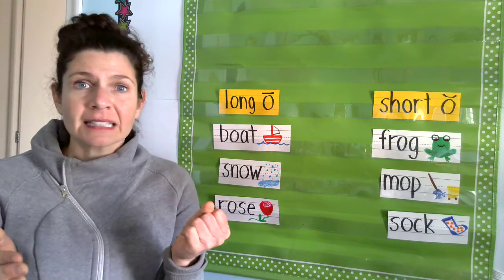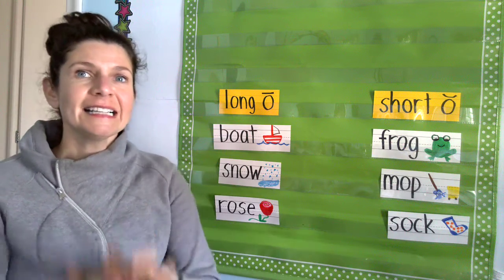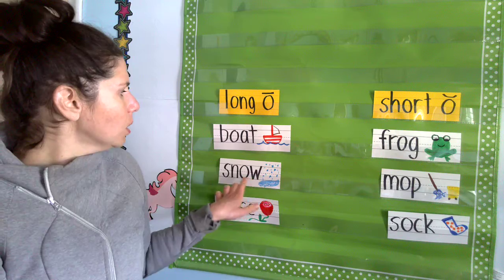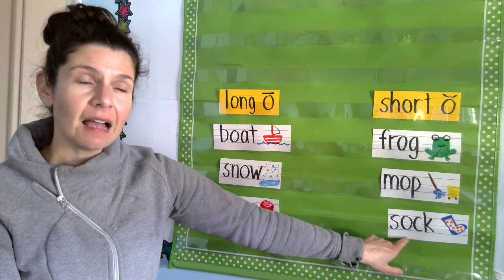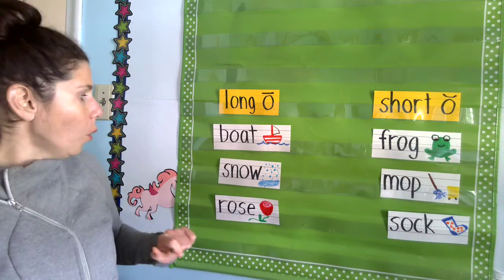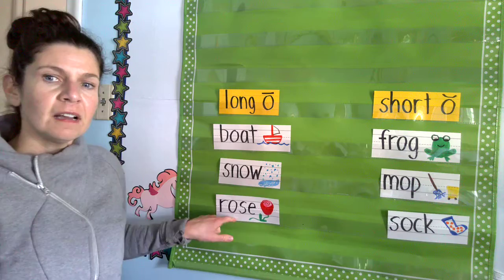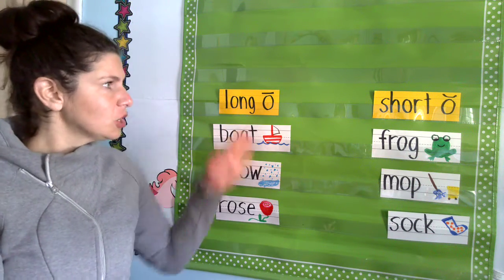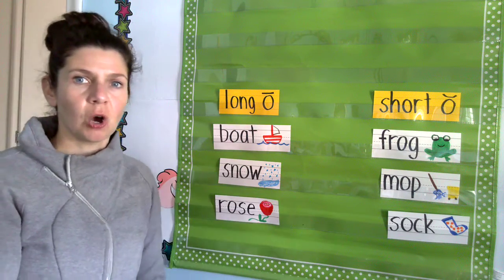Knowing the difference between the long and short O sounds is going to help you read and be able to look at a word and know what it says, because you know here it says its sound like sock, or here it says its name like rose. For your activity today, you are going to be given some words, you're going to read them, and you are going to sort them into the long and short O sound.